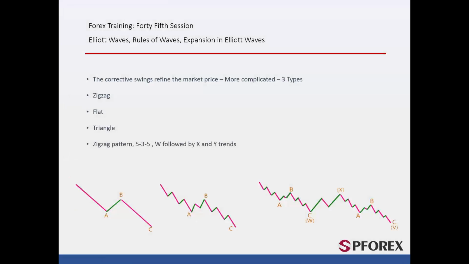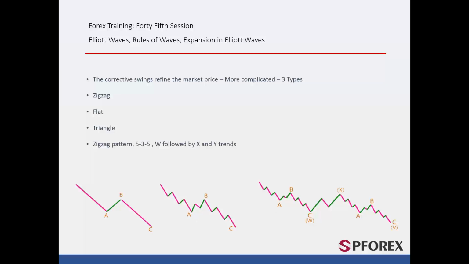The corrective swings refine the market price and move against major swings. Corrective swings require more consideration due to their complexity. There are three types of corrective swings: zigzag, flat, and triangle. A zigzag pattern, 5-3-5, is a downward trend on an uptrend. Thus, it is a reversal pattern. On a bearish trend, this pattern will have an upward direction.